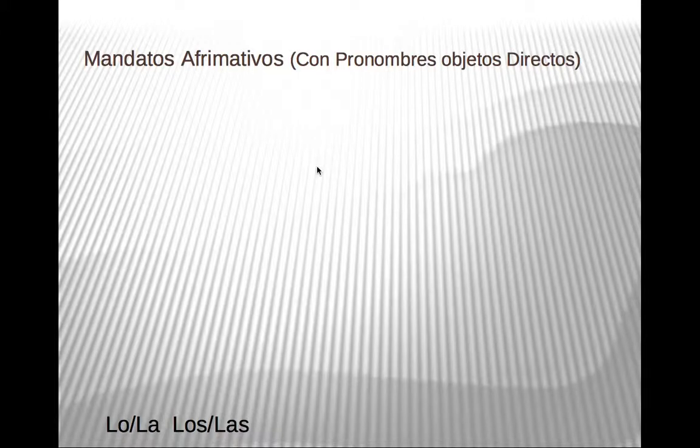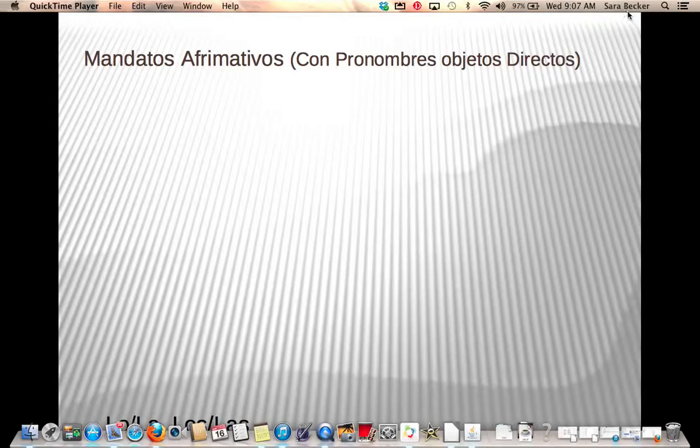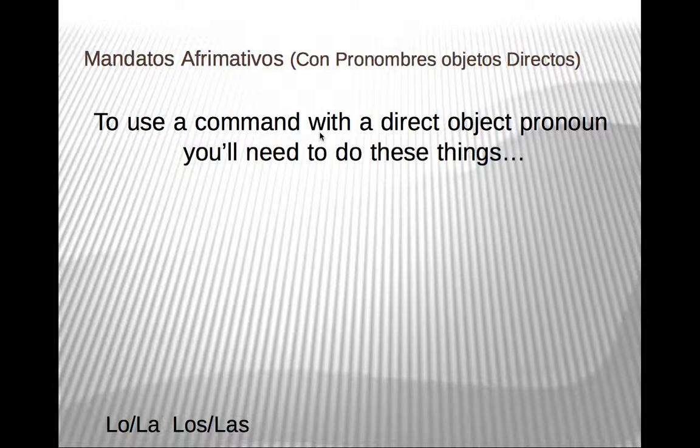Okay, today we're going to talk about more commands, but this time we're going to use them with direct object pronouns. Remember, with the command we use the third person singular of the indicative, and these are what you're going to need in order to make it with a direct object pronoun.